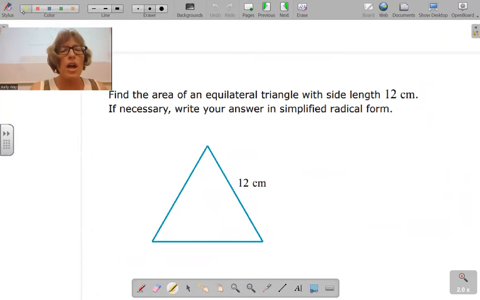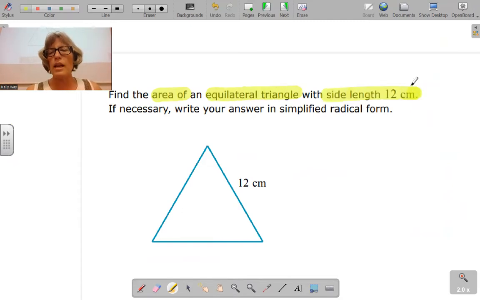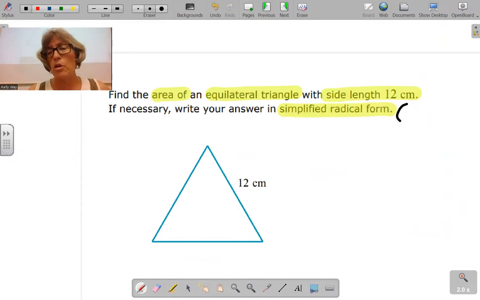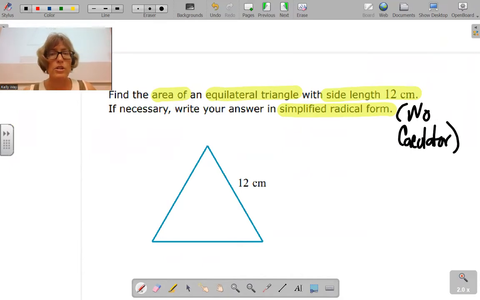Says find the area of an equilateral triangle with a side length of 12. Write your answer in simplified radical form. That means no decimals, no calculator. What's really important to understand, because it's equilateral, it qualifies as a regular polygon. So there's two potential equations we could use here.